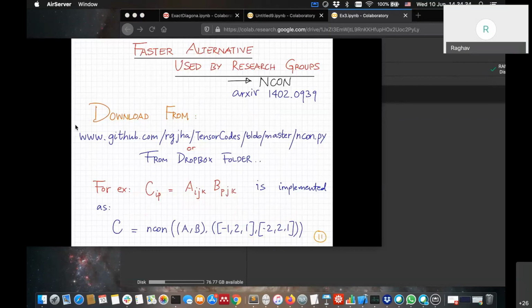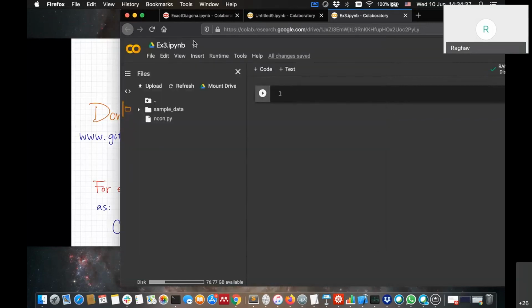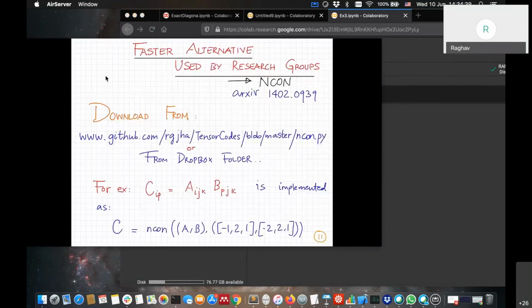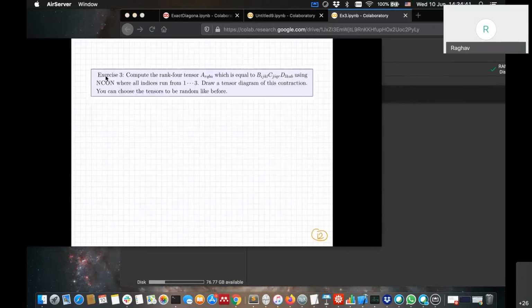I'm not going to write this on Colab right now, because we'll do some more examples, and then we can follow that. So this next exercise which we have to do: compute the rank 4 tensor, which is given by A_rqba, which is equal to B_ijkl C_jiqr D_lkab, using ncon, where all the indices are running from 1 to 3. We also want to draw a tensor diagram of this contraction. So let me just draw the tensor diagram of this contraction first.